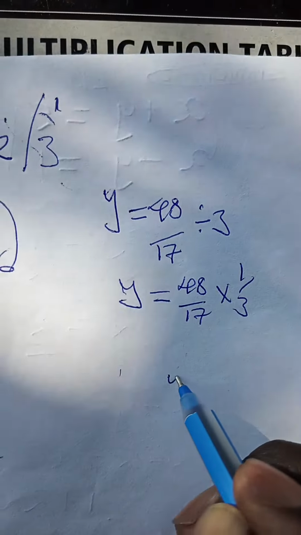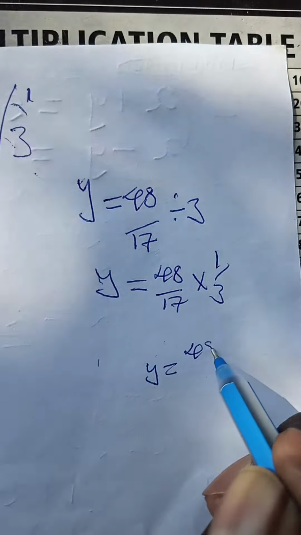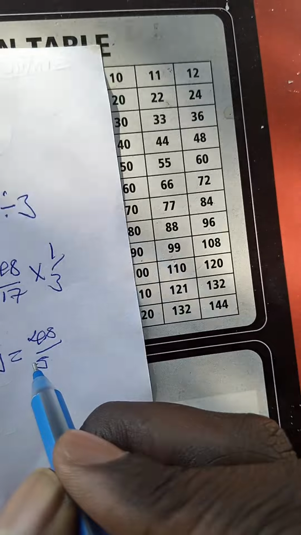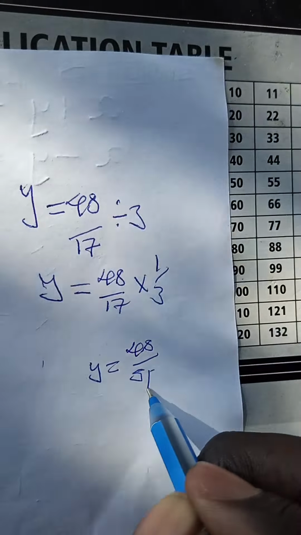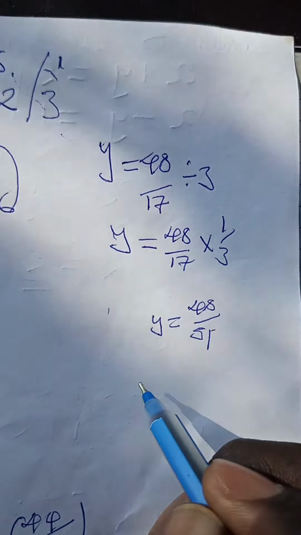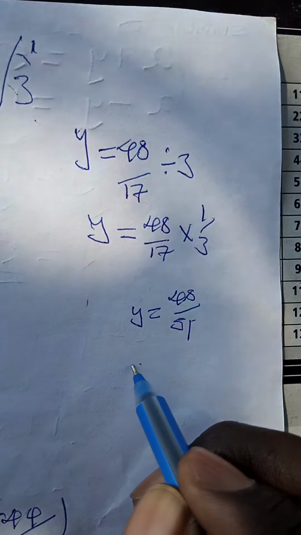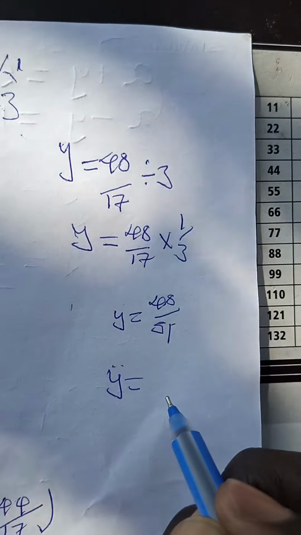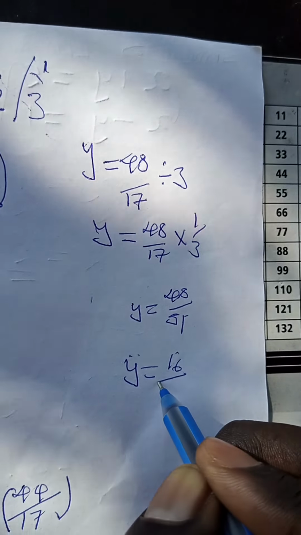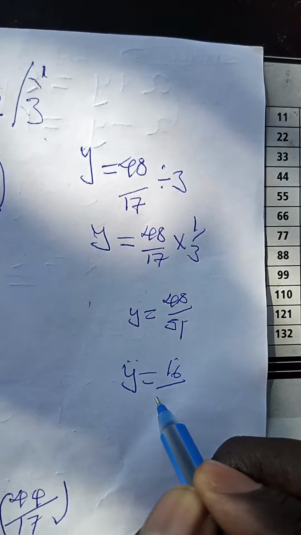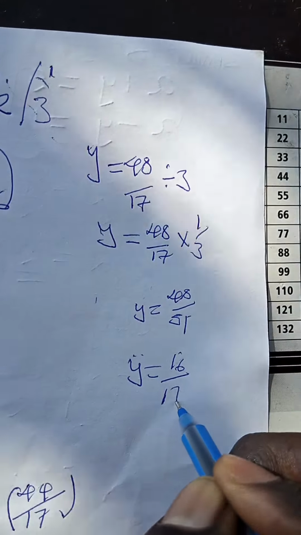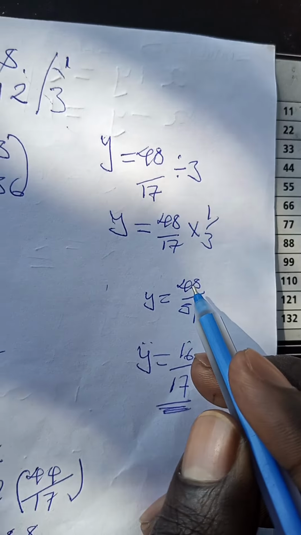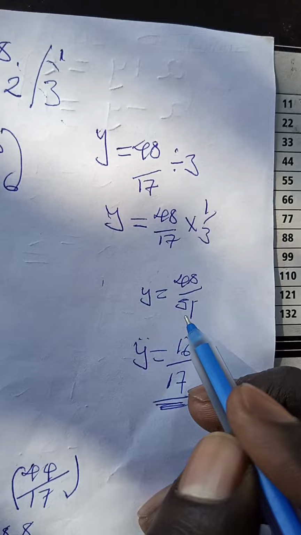So this one you get y equal to 48 over 17 times 3, to give you 51, right? 51. And then this one can be reduced. What is common in here? If you try to reduce it, you get y equal to 16 over 17. So the common factor here is 3. 3 can go into 48, 3 can go into 51. So 3 goes into 48 16 times, and 3 goes into 51 17 times.